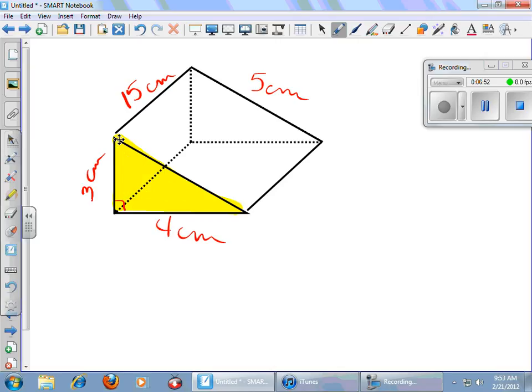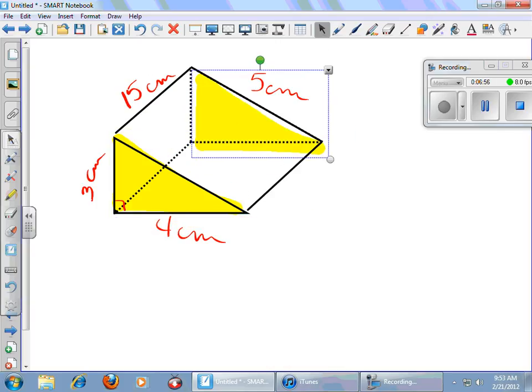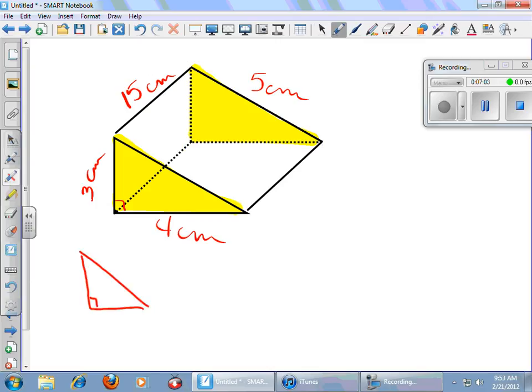And I think there are two of those. In fact, I'll clone it and see if it fits perfectly. I know that, and there it is, it fits. All right, so I have a right triangle. And I know it's 3, 4, and 5. Now, to figure out the area, I don't need the 5, right? Because I just need the base and height, the right angle. So I'll do the base times the height, and I'll divide by 2. And I'm going to end up with 6 centimeters squared. So I'm going to put a big old 6 centimeters squared in there.